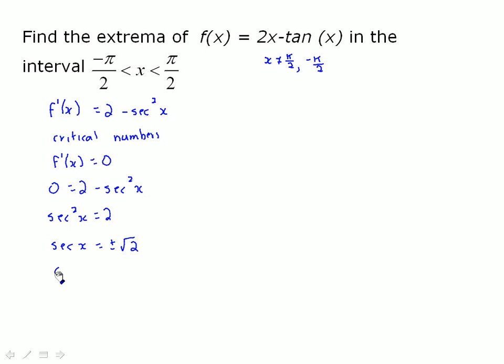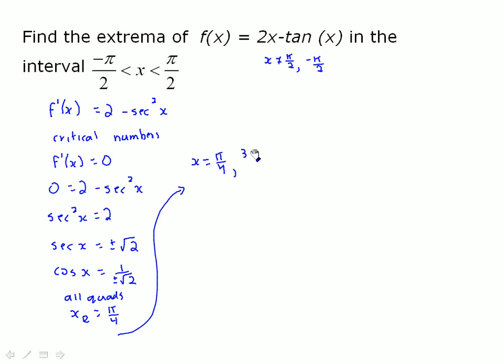And we're solving this trig equation, so we have to put it as cos. Cos x is equal to 1 over plus or minus root 2. And this is going to put you in all quadrants. And our reference angle, where cos is equal to 1 over root 2, is pi over 4. And we take a look at our 4 answers, and x in quadrant 1 is pi over 4. In quadrant 2 is 3 pi over 4. Then in quadrant 3 is 5 pi over 4. And then 7 pi over 4.